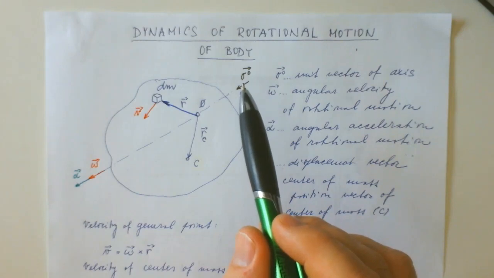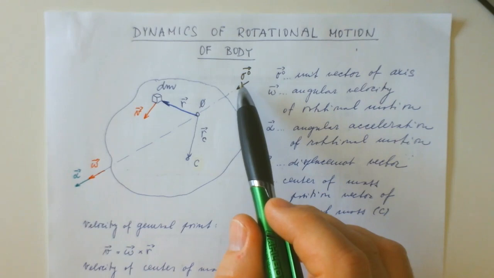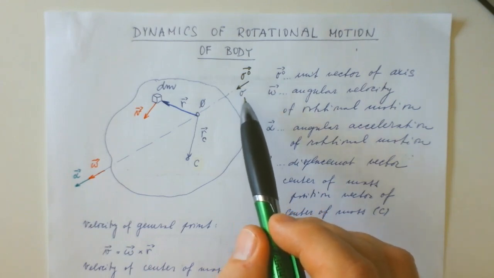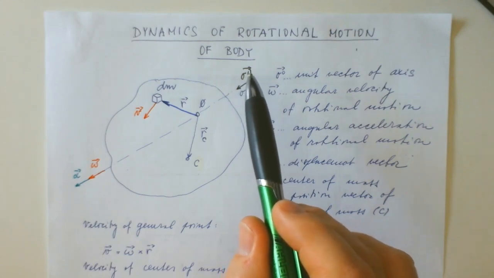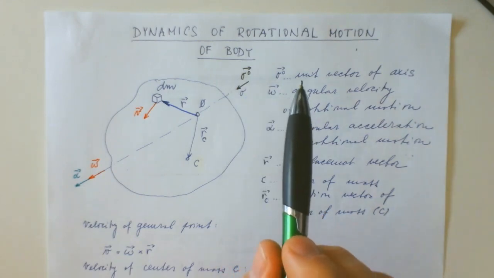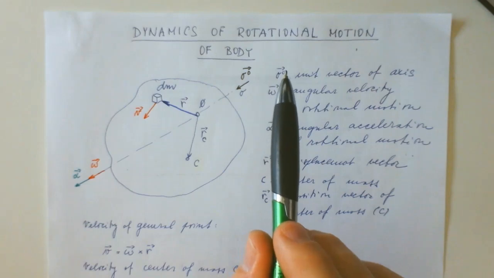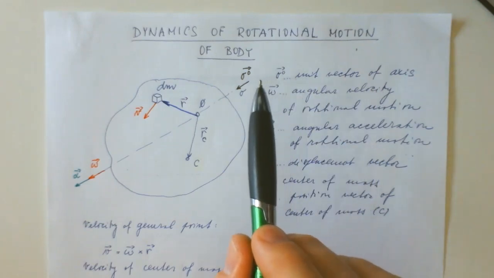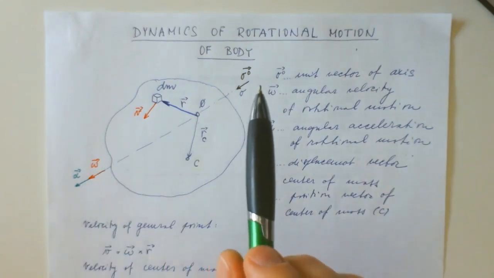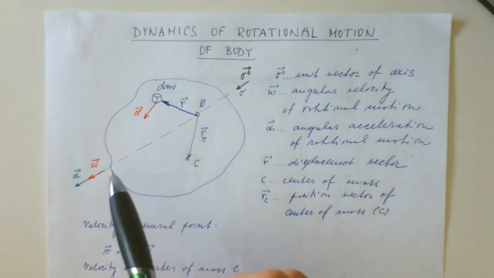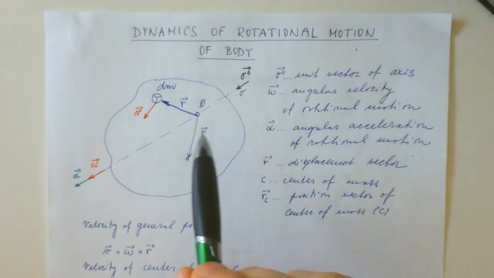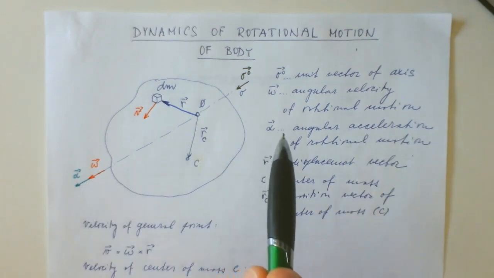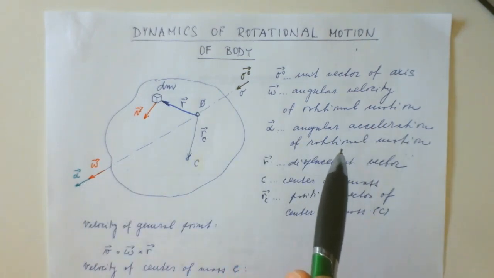and every axis in 3D space we can define by means of a unit vector. The unit vector is denoted by O0 vector. So O0 is the unit vector of the rotational axis. Omega is a vector of angular velocity of rotational motion. Alpha is angular acceleration of rotational motion.